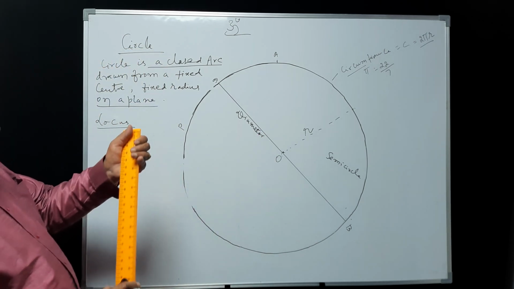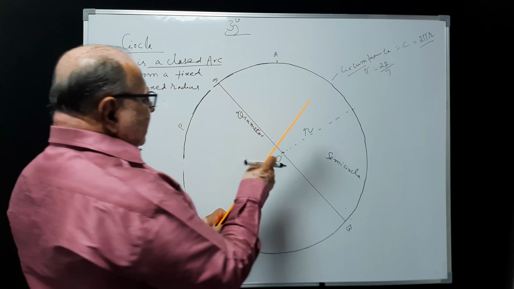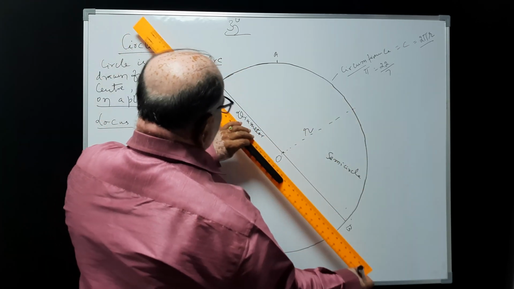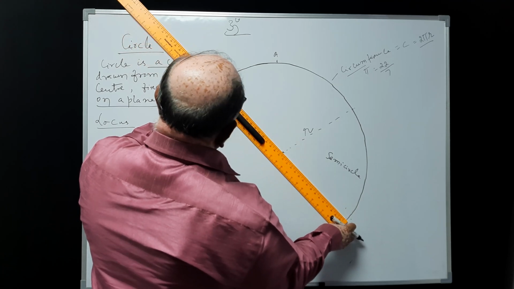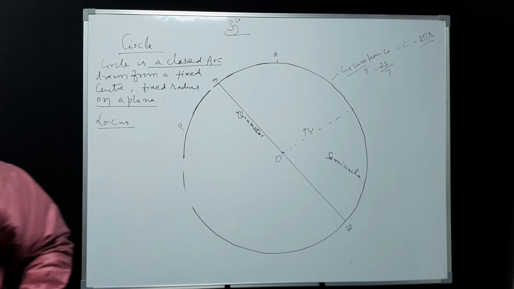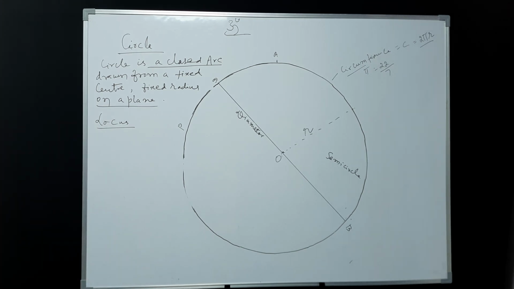And you can easily measure the length of the radius of the circle and also the diameter of the circle. If you measure it, you will see that the diameter is double the radius. So you can also define the diameter as a line which is double the radius of the circle.